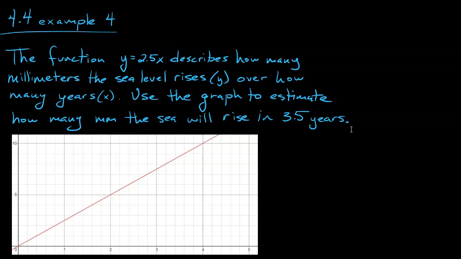Now, if you're trying to draw the graph, there's two easy spots to go from to make a nice line. You have 0, 0, and then you have 4, 10, and then 2, 5. Those are the nice numbers where the graph would cross nicely.